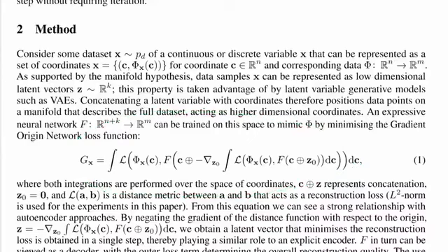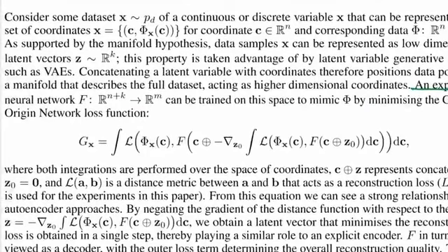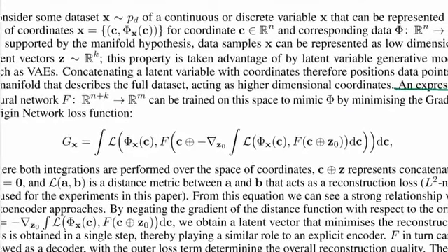It's like, you know, an expressive neural network can be trained in this space to mimic this by minimizing the gradient origin network loss function. That's it. That's what you get, and then you get the loss thrown in your face. But let's deconstruct it. So this G thing right here, what is it? This is the loss that you minimize, okay?